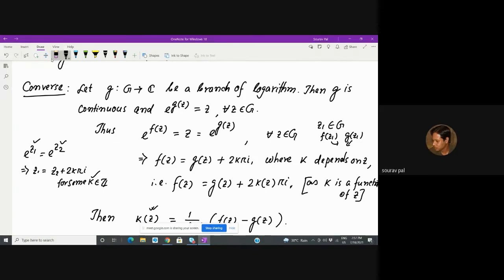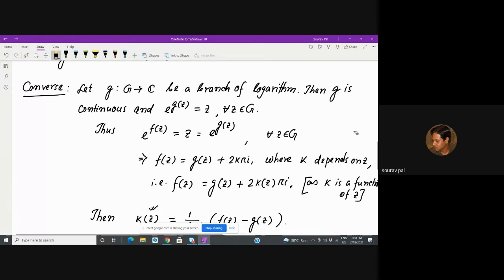Sir, is there any other function other than logarithmic which satisfies the condition of a branch of logarithm? This is the reason it is called a branch of logarithm. Why do you search for other functions? If you have any other function that satisfies this, then it will also be a branch of logarithm. If a function f is continuous and e to the f(z) equals z, then it is a branch of logarithm.